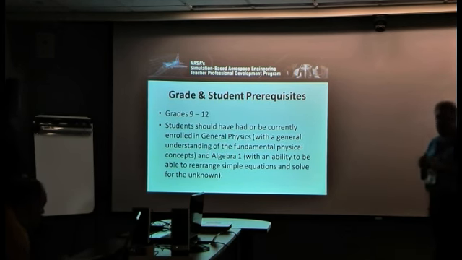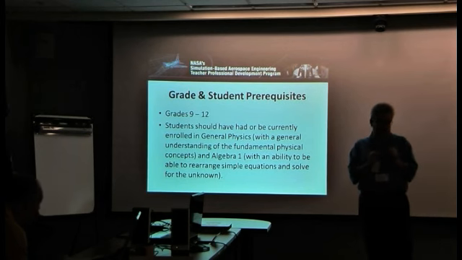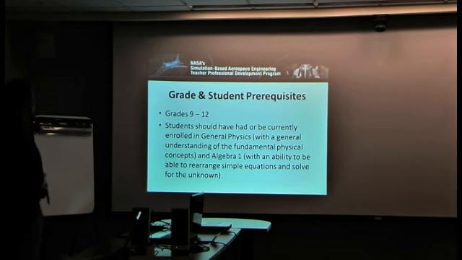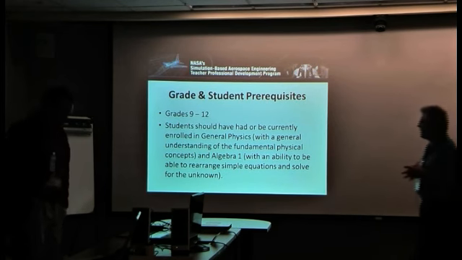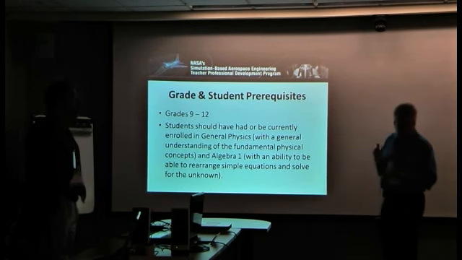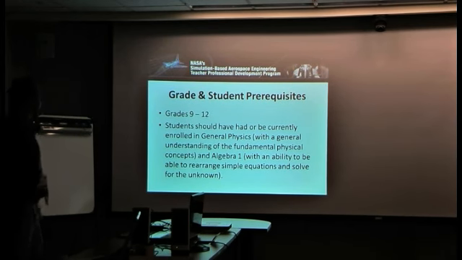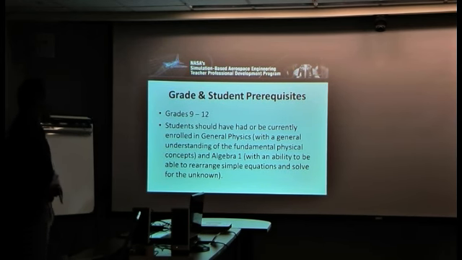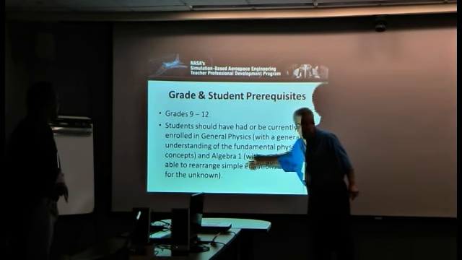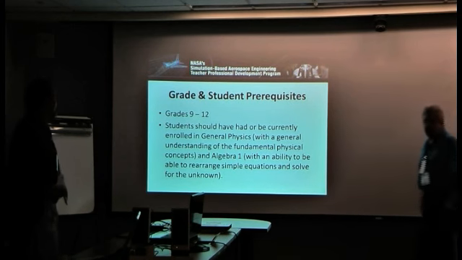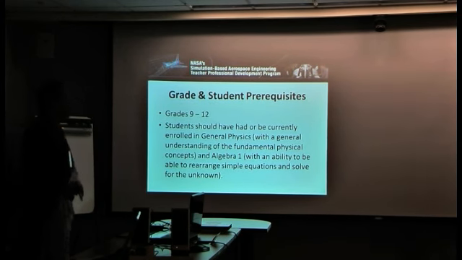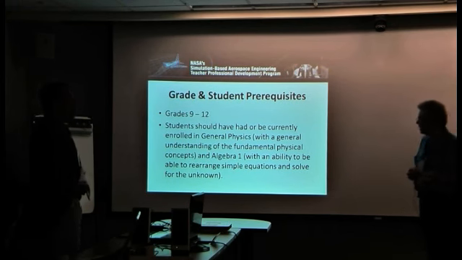The grades for this particular project are centered around 9 to 12, a high school type of scenario. They are usually either enrolled currently or have had a general physics, and when I say general, I'm talking about a conceptually based physics class, and they at least have the mathematical tools explained in Algebra 1, how to solve and rearrange very simple mathematical equations.